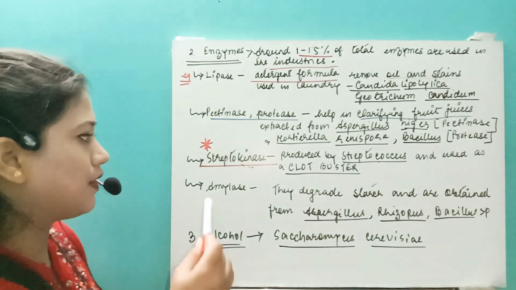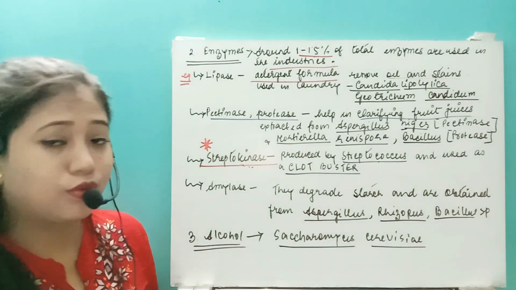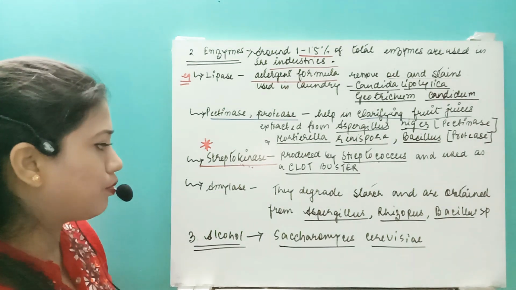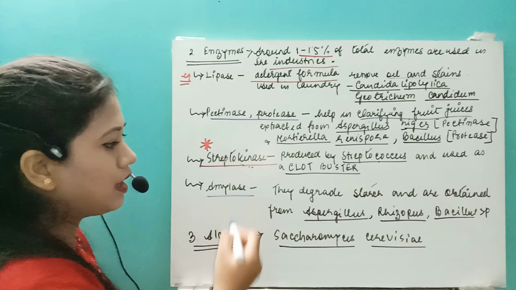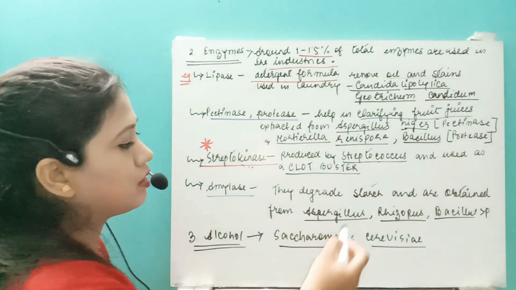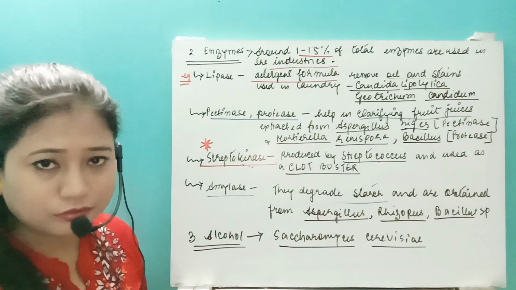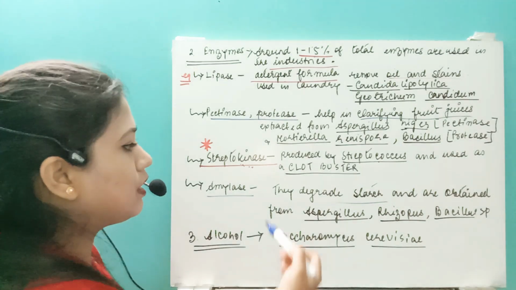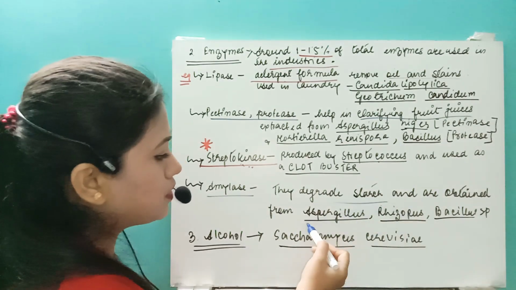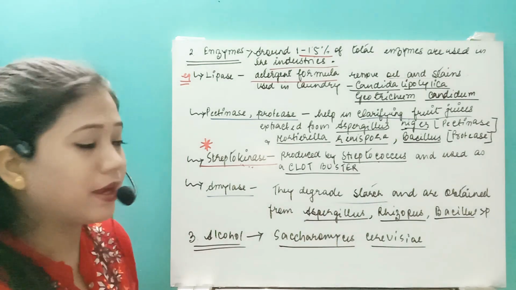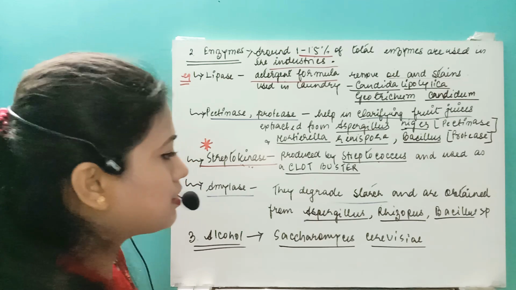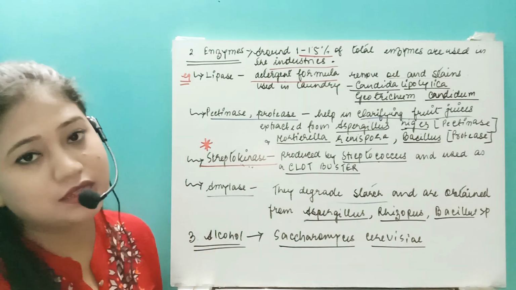So this is very much important. Remember that streptokinase is very much important. Next, another enzyme, that is amylase. Amylase helps in degrading starch. We know that, right? It is obtained from some other microbes like Aspergillus, Rhizopus, and Bacillus species. This amylase is extracted from them.